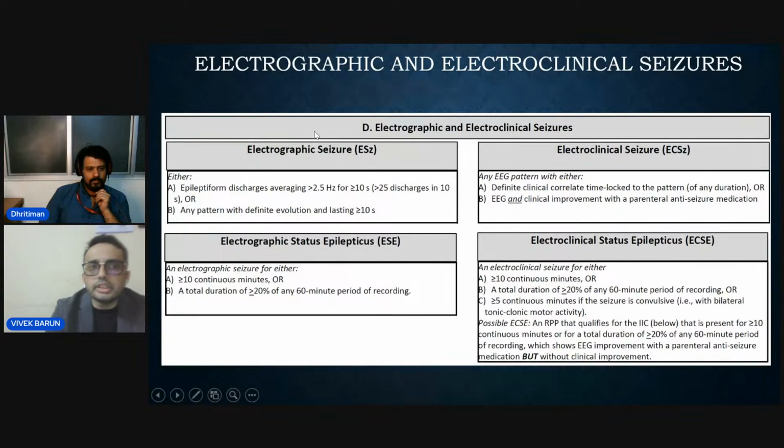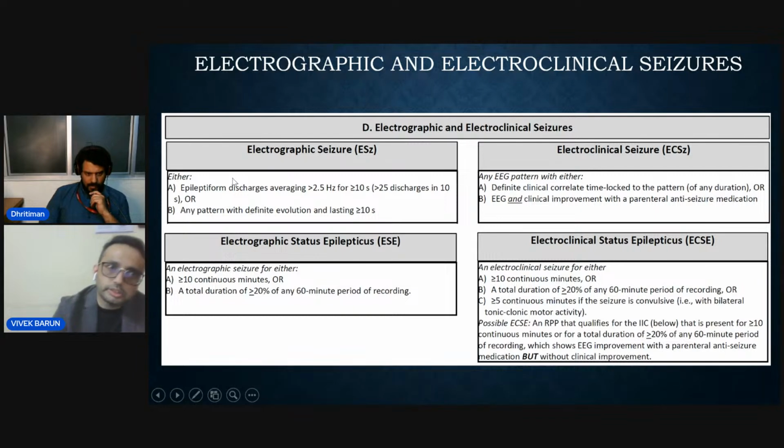So for an electrographic seizure, it has to last more than 10 seconds and have more than 25 discharges. If the same finding continues for 10 or more continuous minutes, then it becomes electrographic status epilepticus. Or if we do a 1 hour recording and 20% or more of the record shows the same finding, then again you can call it electrographic status epilepticus.